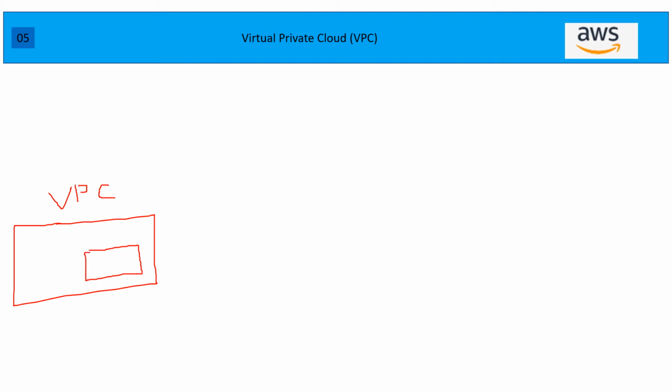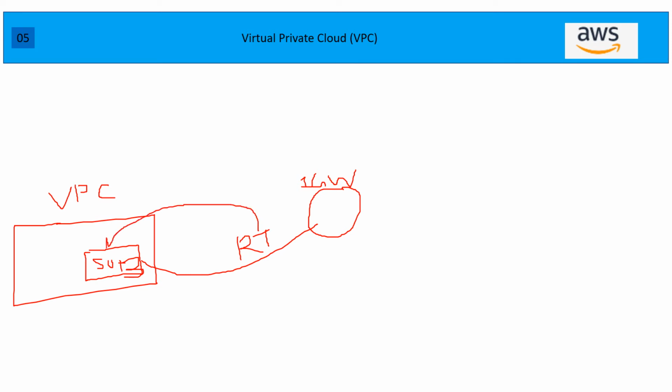Under that, we created a subnet. Then you are going to have a route table to give access for all the resources sitting under the subnet to the internet. You also need to create an internet gateway and associate this route table to your subnet.